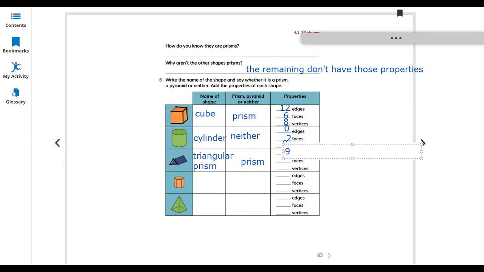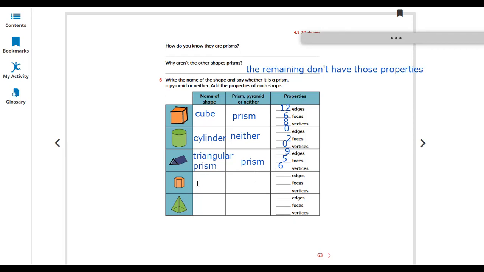And what about faces? One on the front, one on the back, two faces, and three around. One here, and one down. So five faces in a triangular prism. And vertex, one, two, three, six vertex. Three on the back, three on the front. So six vertex in a triangular prism.